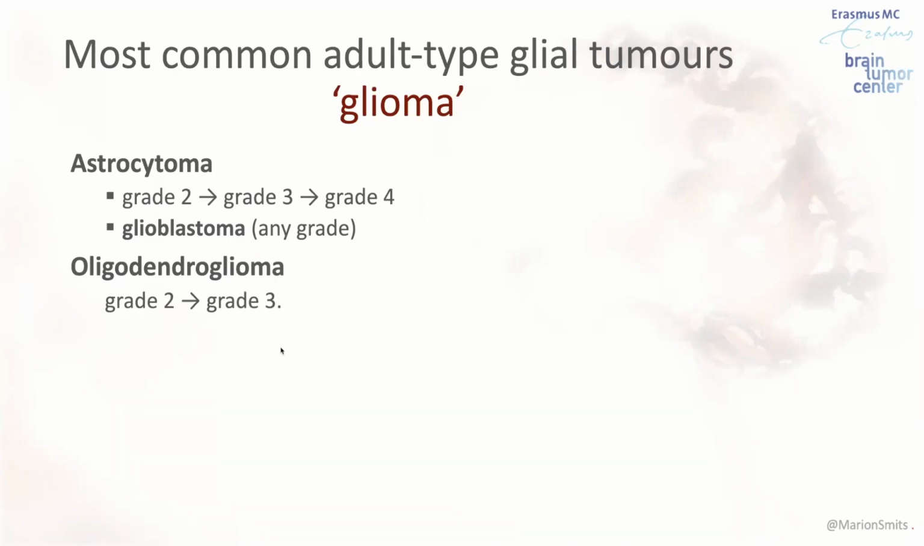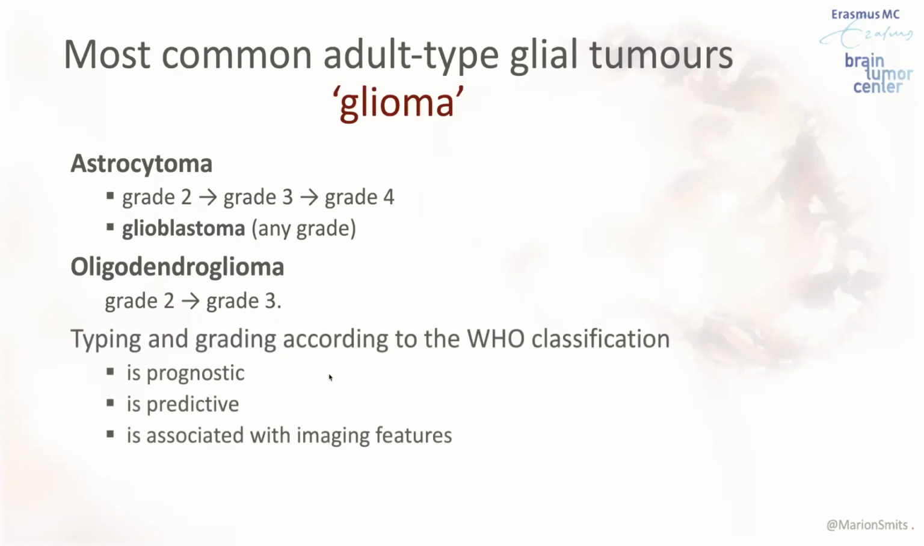Oligodendroglioma only knows grades 2 and 3, and again, the higher the grade, the more dysplastic the tumor is, so the more removed it is from the original cell, if you look at it on histopathology. So this typing and grading is done according to the World Health Organization, the WHO classification, and is known to be prognostic and predictive. So it gives you information on how the patient does with or without even treatment.